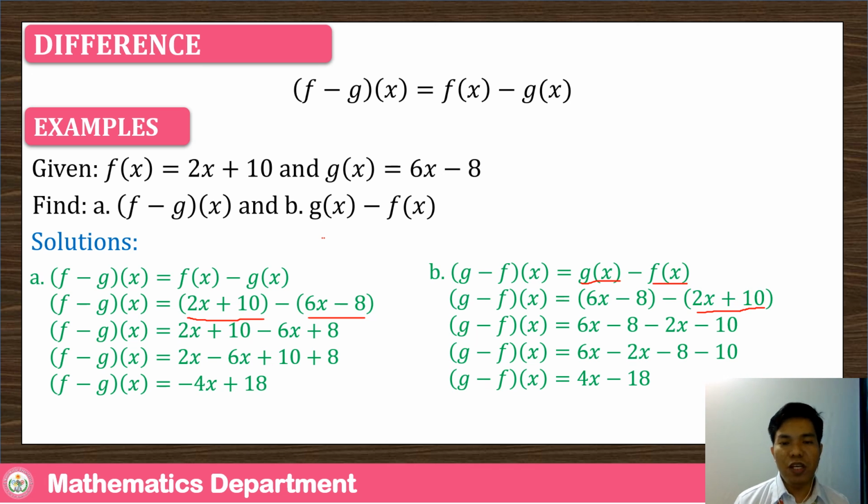Now, kung mapapansin niyo sa ating result dito, for f minus g of x, our answer is negative 4x plus 18. And for g minus f of x, our answer is 4x minus 18. So, magkabaliktad lang yung kanilang sign. That is why, sinabi ko kanina, na importante na tama yung pagkakasunod-sunod ng ating mga functions pag tayo ay nagko-compute, kasi once na magkaiba or mamali tayo ng pagsusulat ng una nating function, then ganito ang mangyayari sa kanila. Magkaiba yung sign.